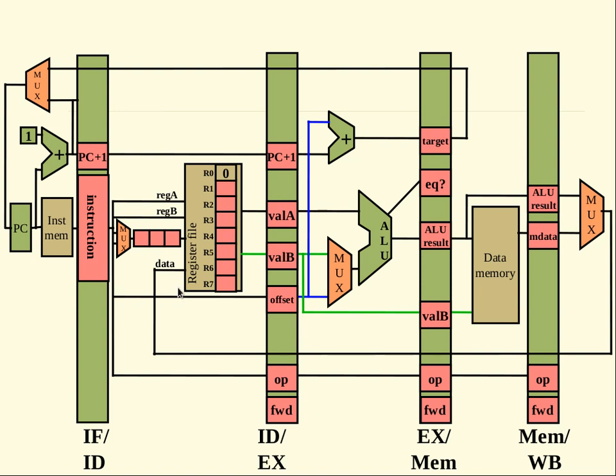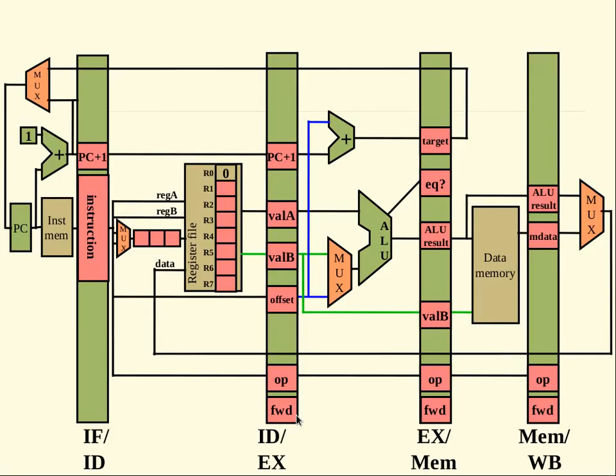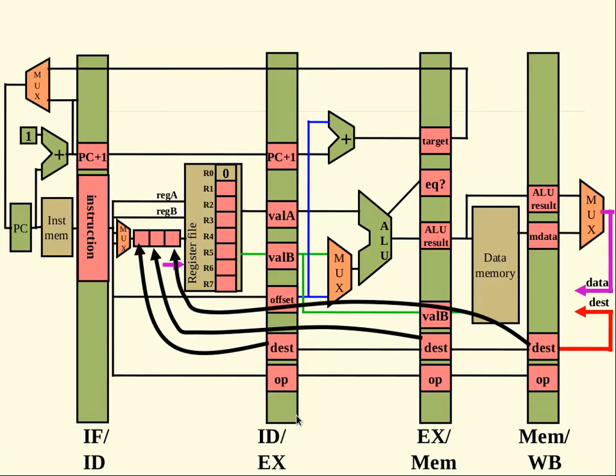And we're going to have some forwarding logic right there. Hopefully that'll make sense in a moment. Okay. So once you detect them, what are different ways to fix this issue with data hazards?